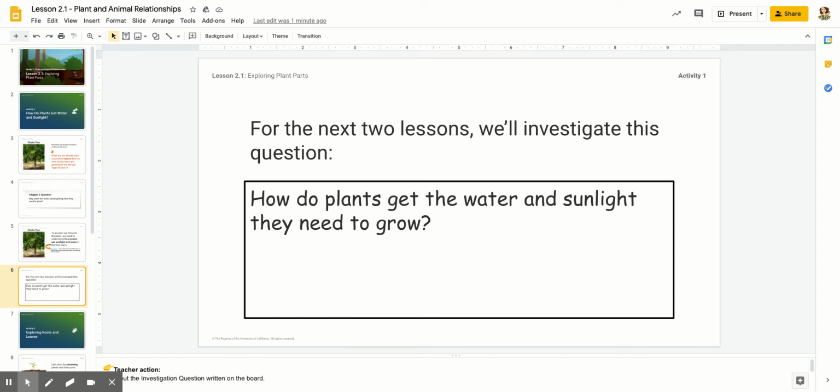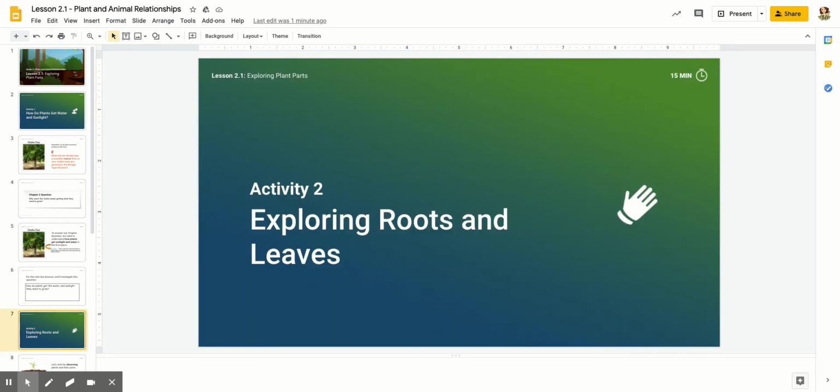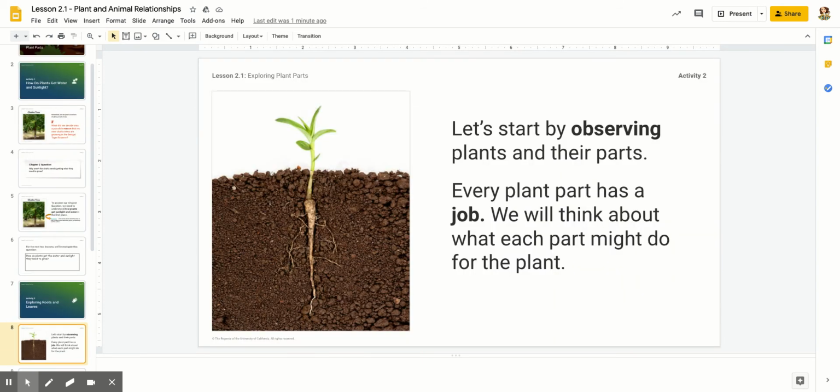For the next two lessons, we'll investigate this question: how do plants get the water and sunlight they need to grow? We are going to do that by exploring roots and leaves, which are parts of a plant. So let's start by observing plants and their parts. Every plant part has a job. We will think about what each part might do for the plant.